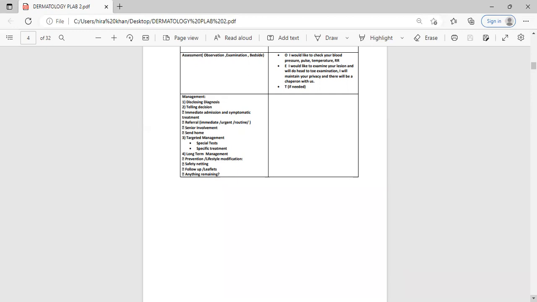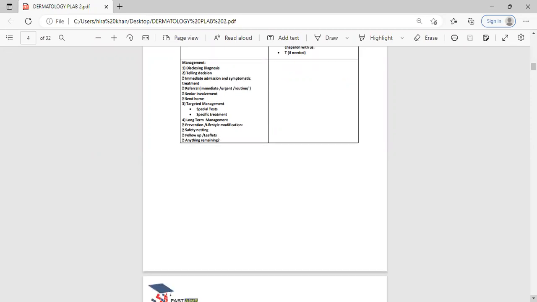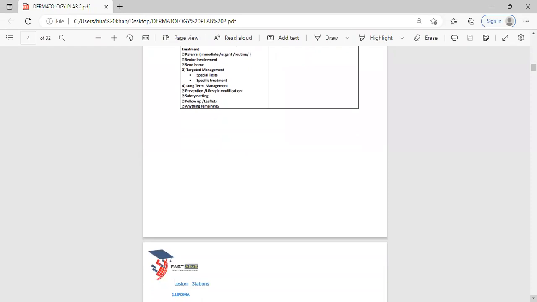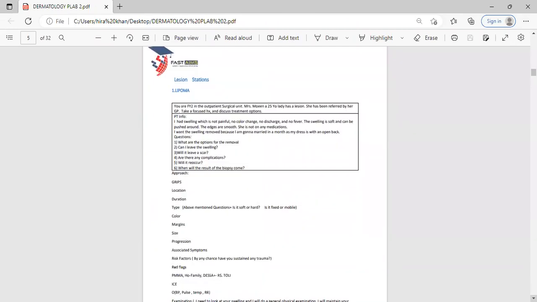As you already know, what comes under management is that you have to disclose the diagnosis sensibly. You have to tell the decision, either you are going to manage her on an OPD basis or you are going to make a referral, and which kind of referral. Then mention the treatment options or management you are going to give to the patient, and then offer the leaflets, and most important is safety netting. And the follow-up is not important in all the scenarios related to derma, and we will discuss it later on. Okay, so the first scenario comes as the lipoma.